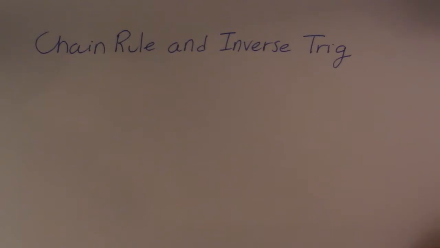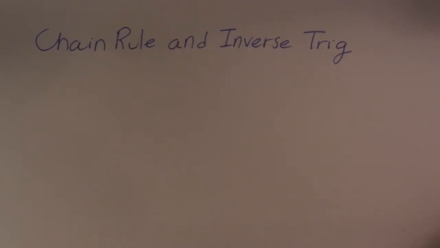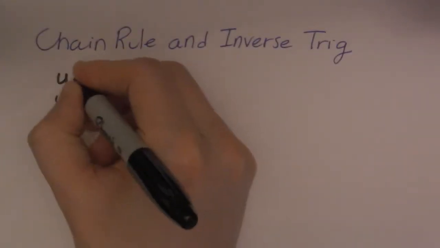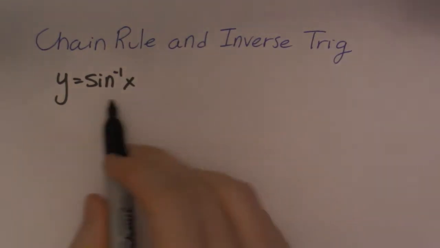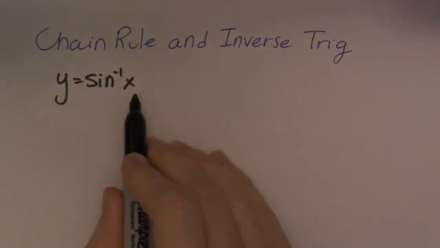This one, which I'm actually doing in class right now with my students, is using the chain rule and taking the derivative of an inverse trig function. First of all, an inverse trig function is something like this: y is equal to sine negative 1 of x. So that guy right there is an inverse trig function.